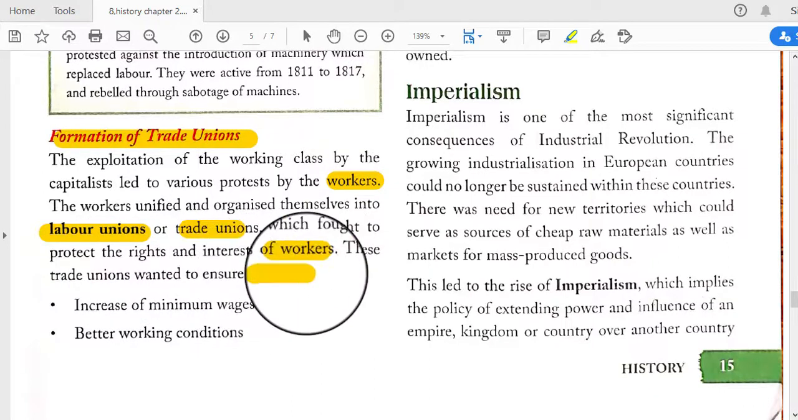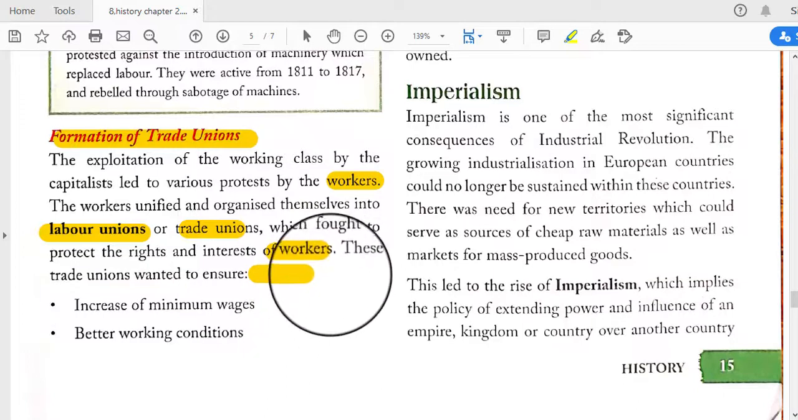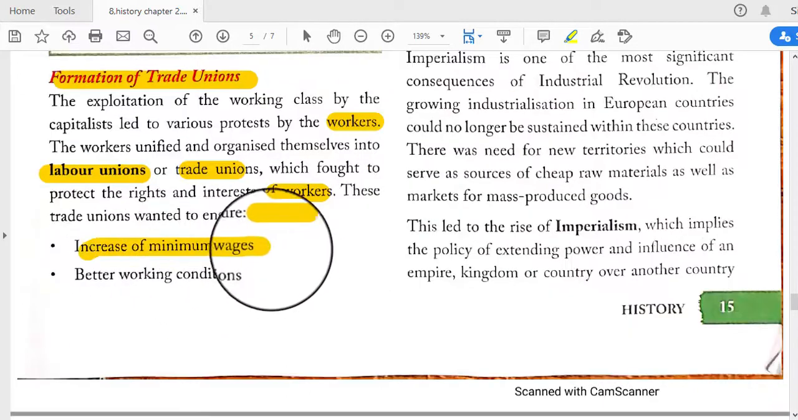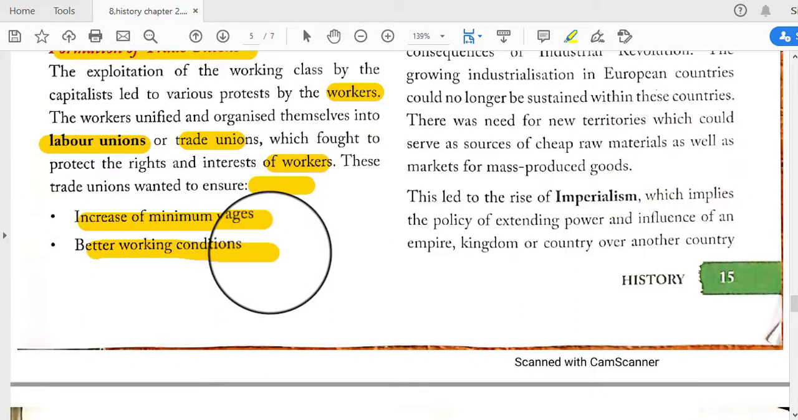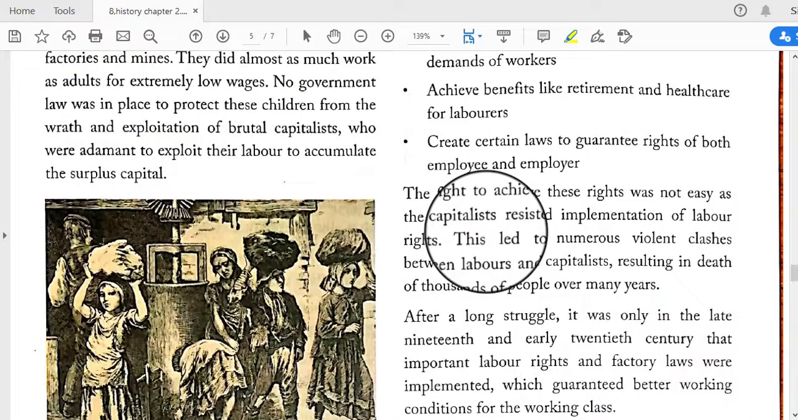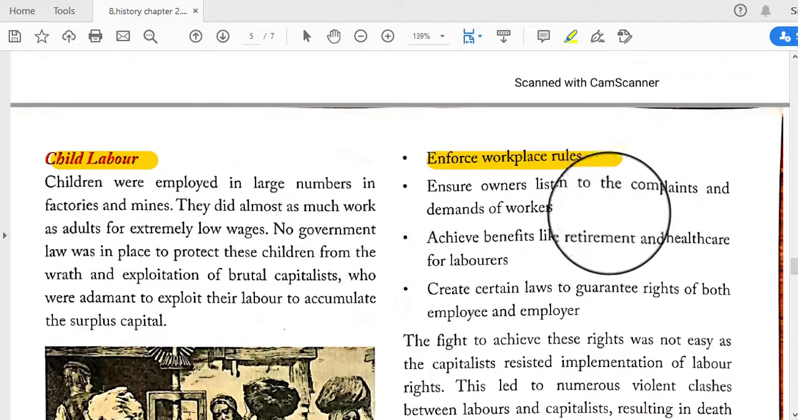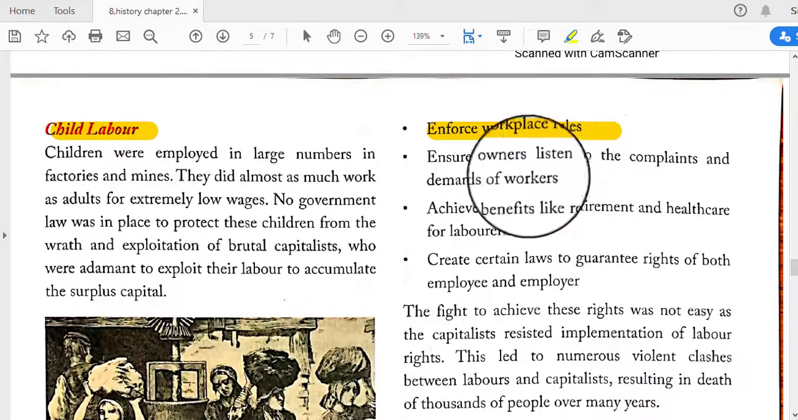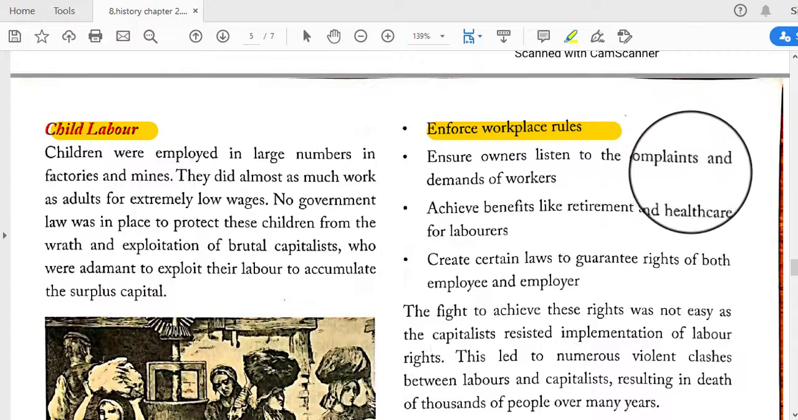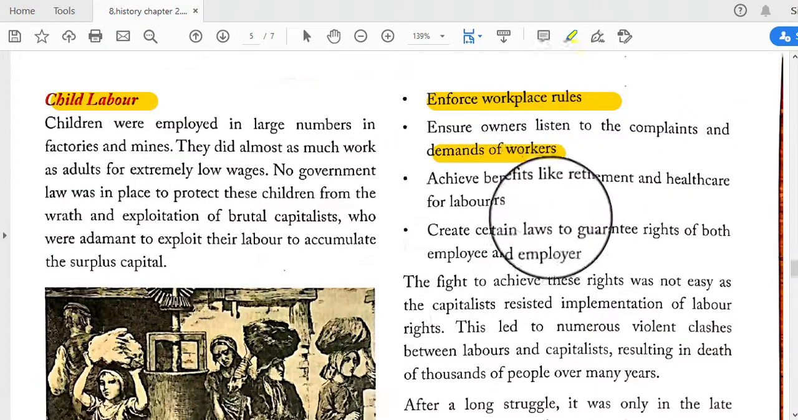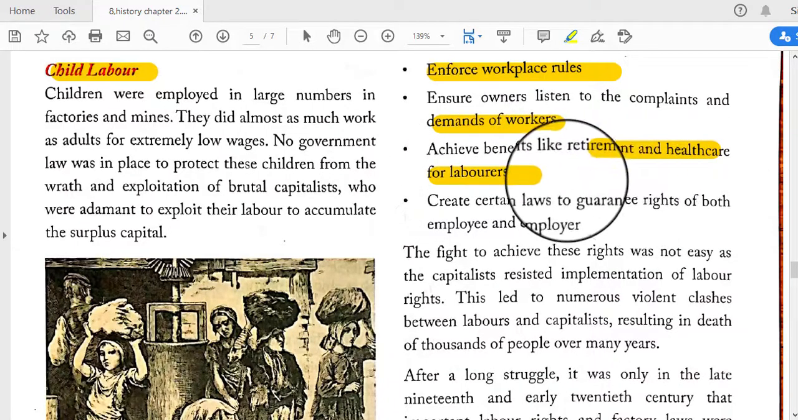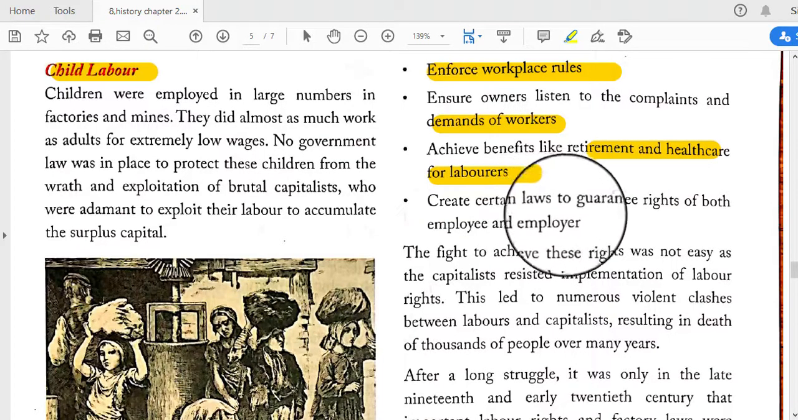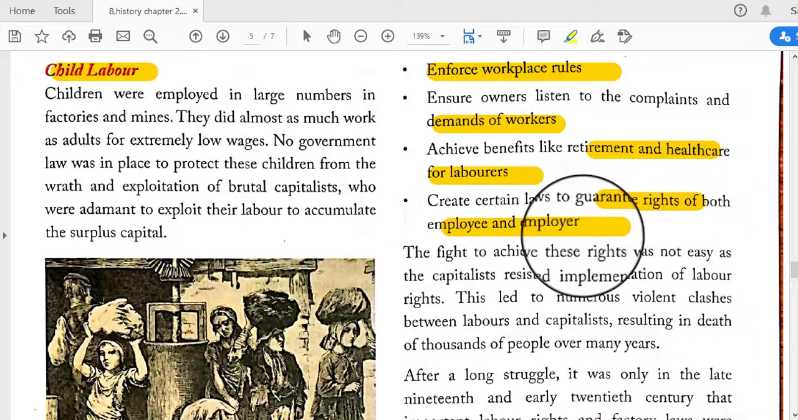And this trade union wanted to ensure some facilities, which is why they formed: an increase of minimum wages as per their demand, and better working conditions, so that they could do the work in a better way, enforce workplace rules, ensure owners listen to the complaints and demands of workers, and achieve benefits like retirement and healthcare for laborers, and create certain laws to guarantee the rights of both employee and employer.